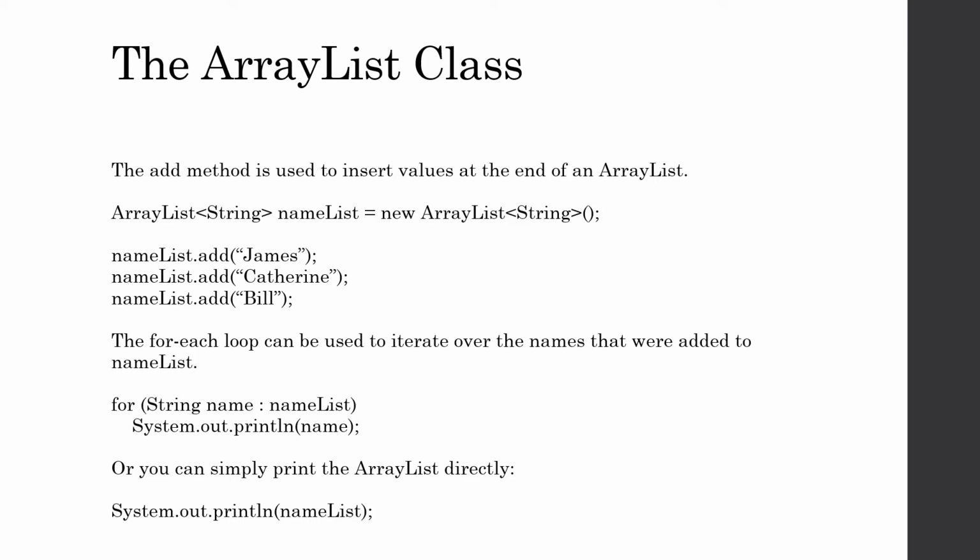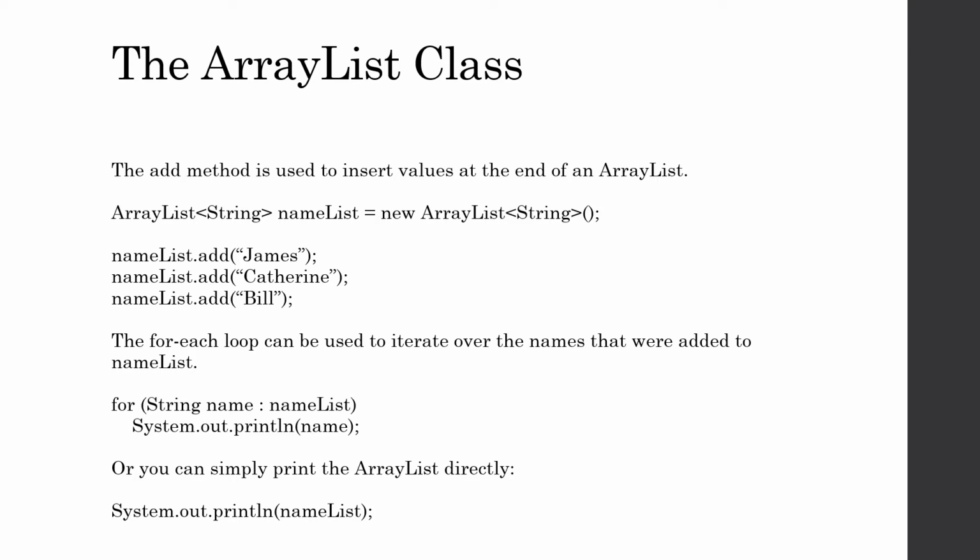In this example right here, we've created an ArrayList of strings called nameList. It's going to be equal to a new ArrayList object of strings. We have that pair of parentheses again to indicate that we are calling the constructor. We then use the add method 3 times, adding 3 different string literals to it. So we've got James, Catherine, and Bill. That means that James will be at position 0, Catherine will be at position 1, and Bill will be at position 2. We can then use the for each loop. Just like we used it for our traditional arrays, we can actually use the for each loop for our ArrayLists as well.